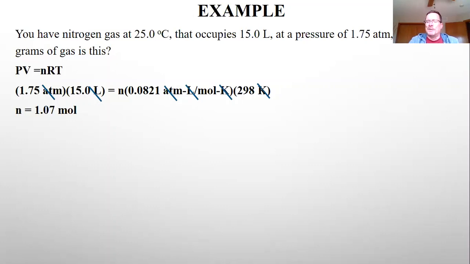But again, that's moles, not grams. So to get to grams, I need to multiply by the molar mass. And don't forget that nitrogen is diatomic. So that's about 30 grams. That's basically it. It's not a whole lot different than the combined gas law. It's really just figure out the values, plug them in, make sure you have things in the proper units, and plug and chug.